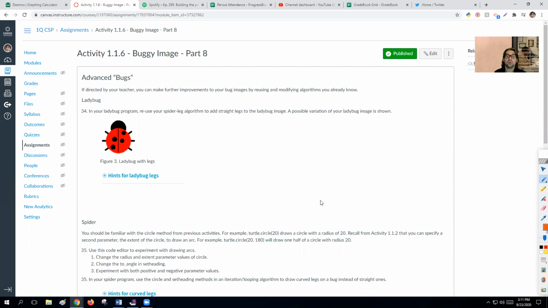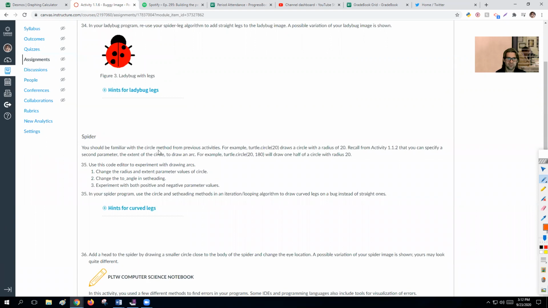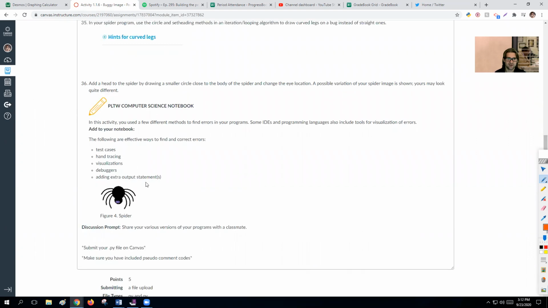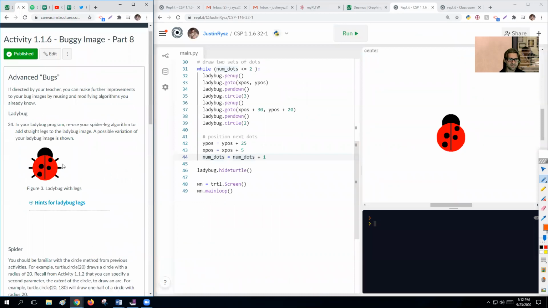If directed by your teacher, which you totally are, you can make further improvements to your bugs by reusing and modifying algorithms you already know. So in your ladybug program, we're going to reuse the spider leg algorithm to add straight lines to a ladybug image. So it's possible. And for the spider, you should be familiar with the circle method from the previous activity. What we are going to do with the spider is add some curvy legs and an extra head. So let's practice first by adding some legs to the ladybug. This is non-submittable, but it gives us good practice.